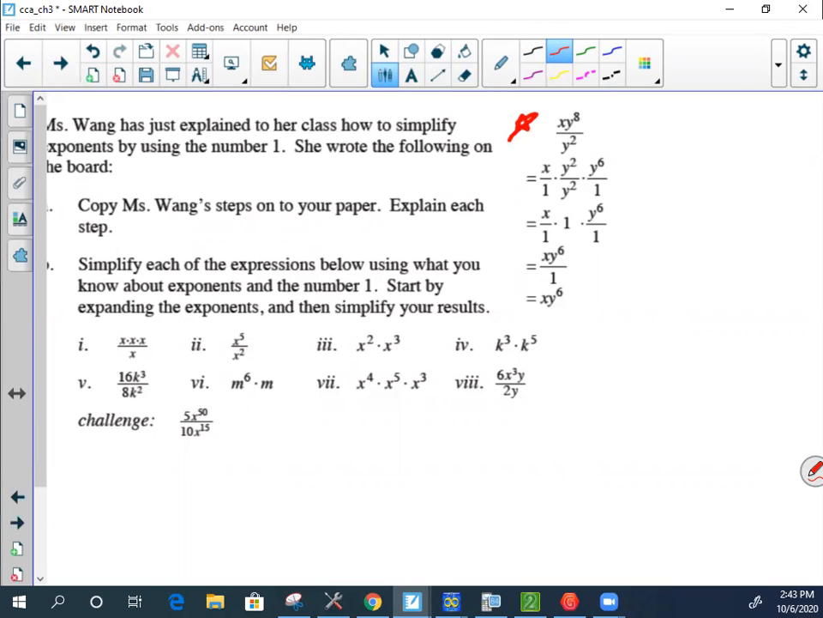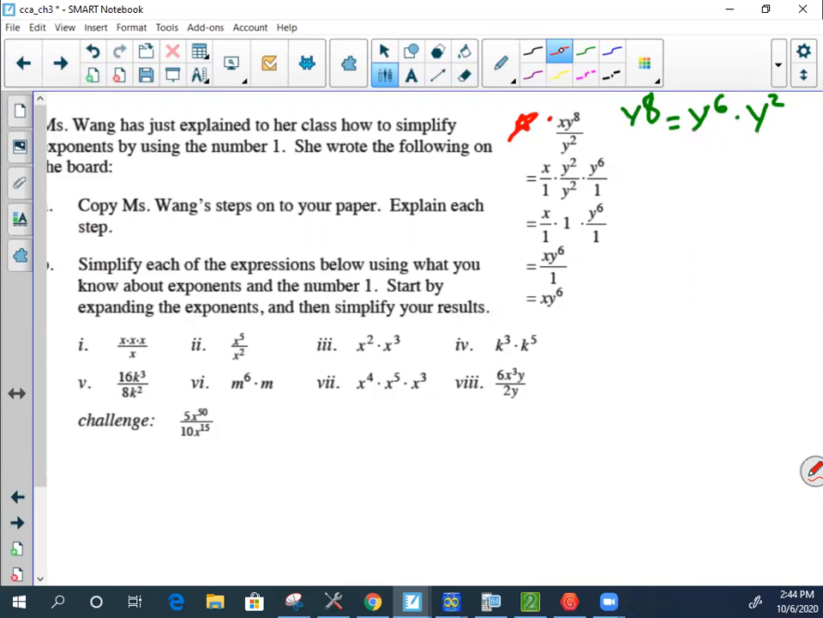And she took this y to the 8th and she made y to the 8th equal to y to the 6th times y to the 2nd, which it is. And the reason she did that is we should see right in between these steps, because she writes this out as x divided by 1 multiplied by y to the 6th divided by 1. And then there's still that y to the 2nd on the bottom, divided by y to the 2nd. So I have x times y to the 2nd times y to the 6th, which does equal the top that we had up here. And on the bottom, we have y to the 2nd.